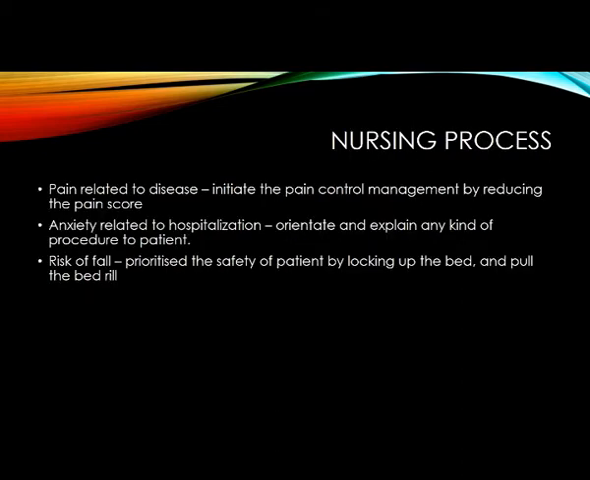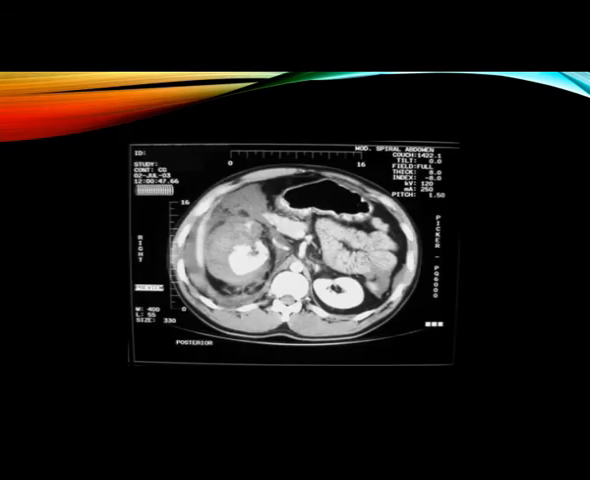So this is the nursing process. Pain related to the disease: initiate pain control management to reduce the pain score. Anxiety related to hospitalization: we orient and explain any procedure to the patient. For the risk of fall, we prioritize the safety of the patient by locking the bed and pulling up the bed rail. So this is the finding of the CT abdomen.